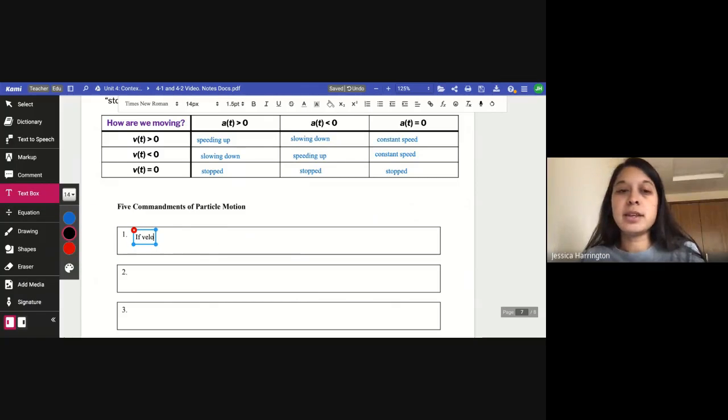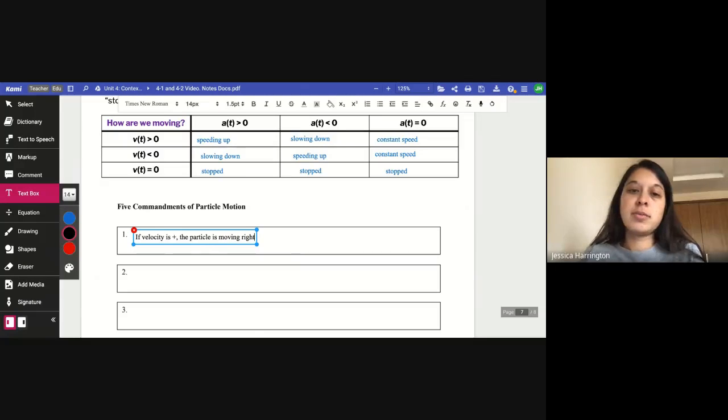If velocity is positive, we know the particle is moving right. And we're going to talk about left and right motion in this. And then if the velocity is negative, the particle is moving left.